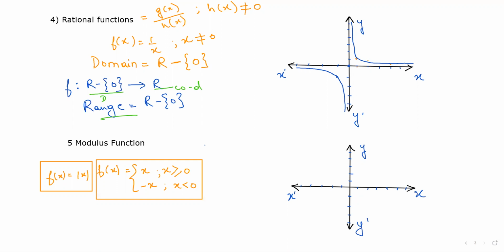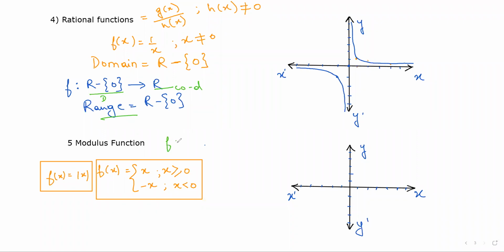Next function is the modulus function. The modulus function is a special type of function which is defined as f of x equals mod x. Now we know that mod of any value means irrespective of what value you place over here, you'll always get a positive value. So if you place minus 2, you'll get 2. If you place plus 2, you'll get 2. If you place 0, you'll get 0. So modulus means converting a number into its positive form. That is the meaning of modulus.